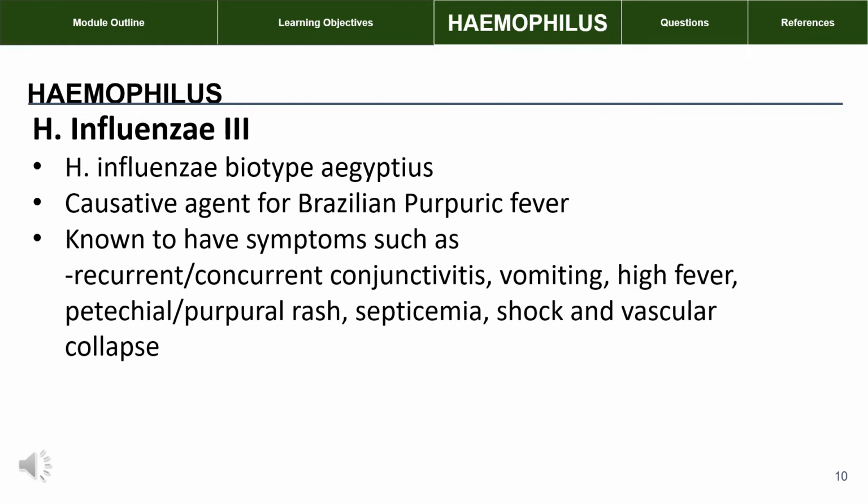Next, we have Haemophilus influenzae type 3, which is Haemophilus influenzae biotype aegyptius. This is the causative agent for Brazilian purpuric fever. You have to remember this. It is known to have symptoms such as recurrent conjunctivitis, vomiting, high fever, petechial and purpuric rash, septicemia, shock, and vascular collapse.